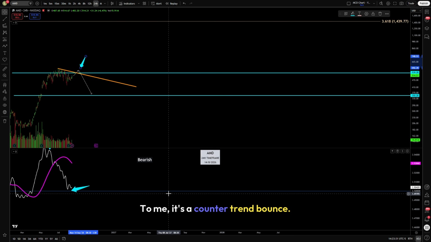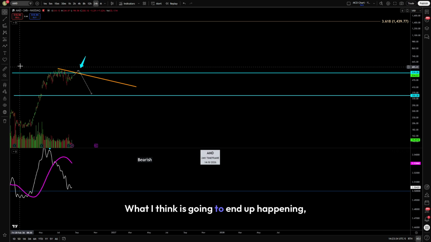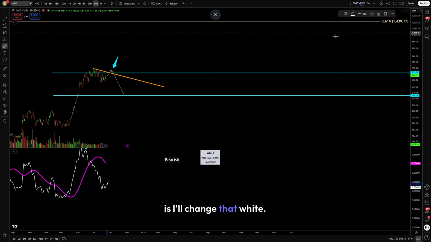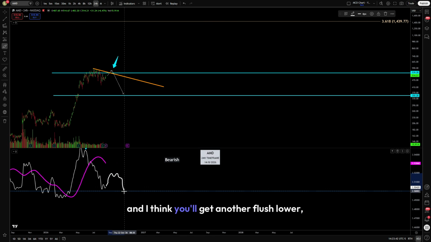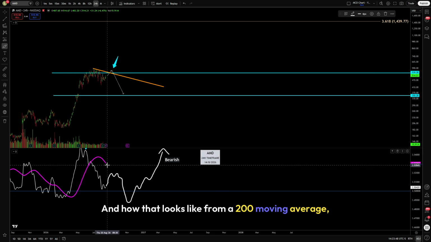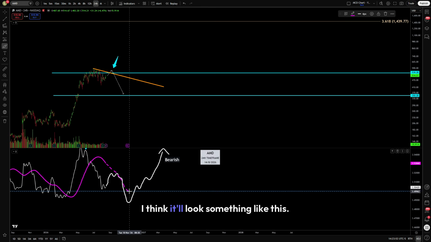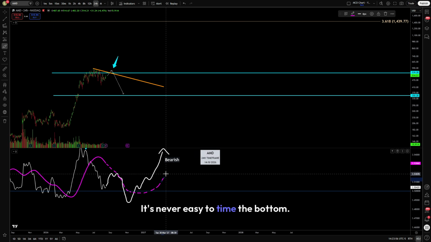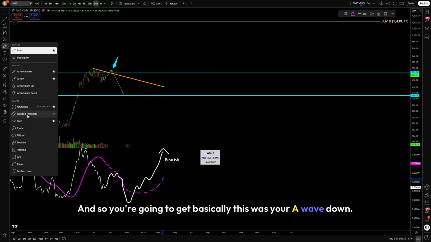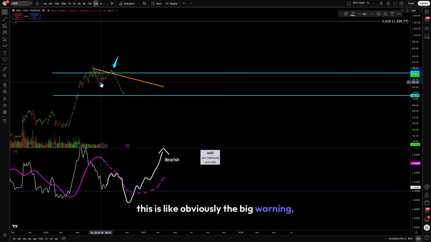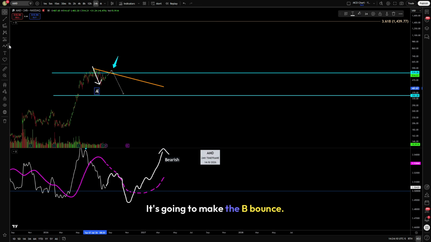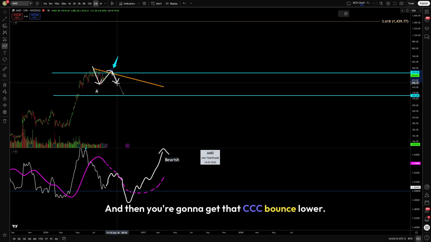To me, it's a counter trend bounce. What I think is going to end up happening, and I'll wrap things up and show you, is, I'll change that white. I think you'll get a bounce, and I think you'll get another flush lower. And then it'll go. And how that looks from a 200-day moving average, we'll change that pink. I think it'll look something like this. It's never easy to time the bottom. This was your A wave down. This is obviously the big warning, like, okay, it's time to cool off. That's A. It's going to make the B bounce, and then you're going to get that C bounce lower.